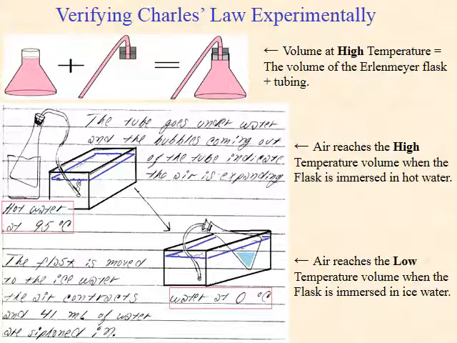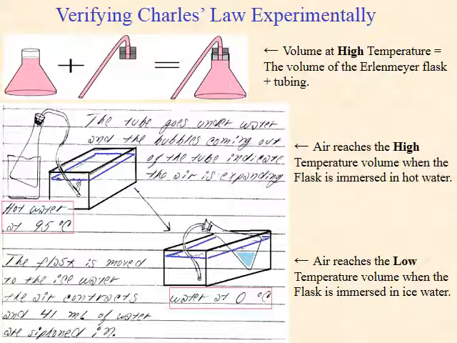Charles' law can be verified by determining the volume of air at 2 different temperatures. The volume at the high temperature is equal to the volume of an Erlenmeyer flask with a rubber tubing attached. The flask is submerged in hot water, and the rubber tubing is submerged under ice water in a separate container. When bubbles stop coming out of the tubing, the air has expanded to its high temperature volume. The flask is then submerged under the ice water, and the air contracts to its low temperature volume.